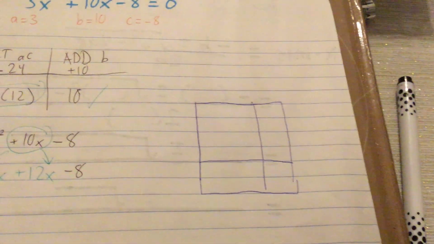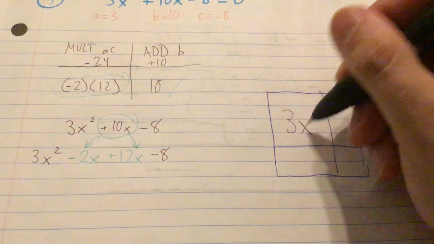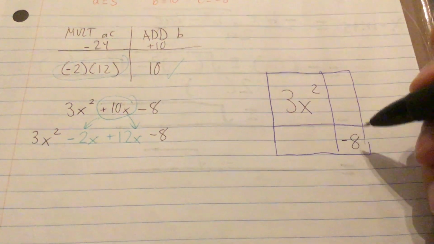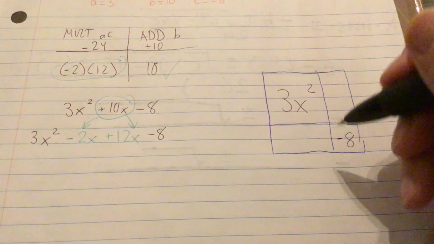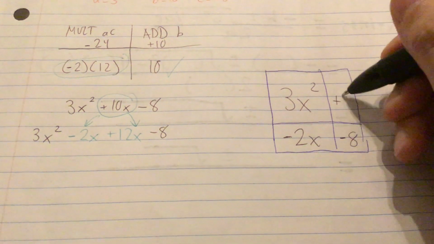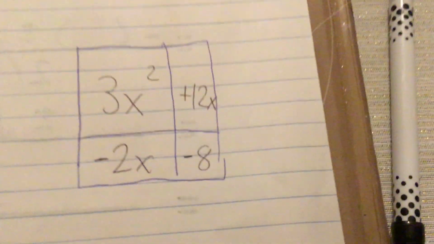Okay, so now let's put the pieces in. The ax squared is positive 3x squared. The c is negative 8. And it doesn't matter where the split bx's go. I'm going to put negative 2x here and positive 12x over here. So now let's factor out the pieces.